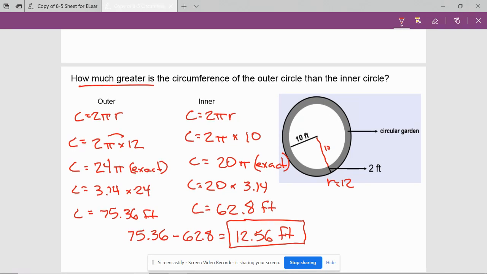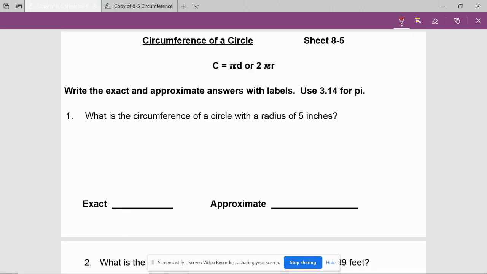So one thing I'm going to add to this, we're going to go ahead and do problem number 1 on our homework together. So as we go to this, okay, we're going to look for an exact number and an approximate number both. Okay, so as we go through this, we know the radius. So we're going to use C equals 2 times pi times r, right? Because we know the radius. So as we do this, circumference, which we're trying to figure out, 2 times pi times 5, right?